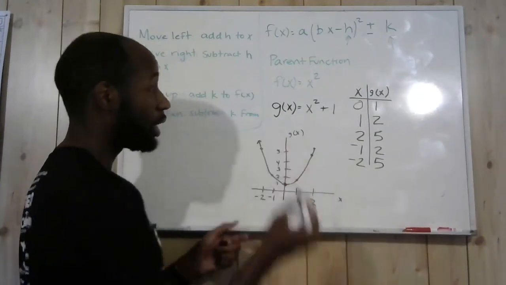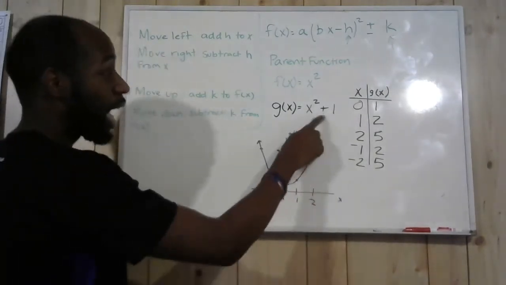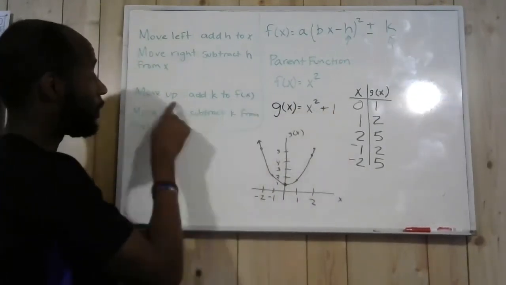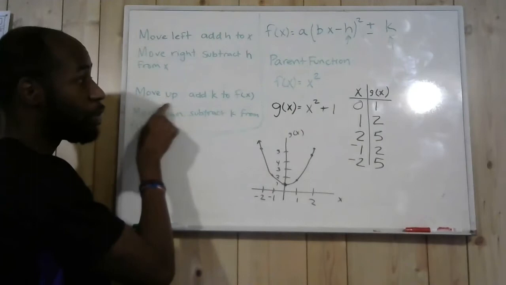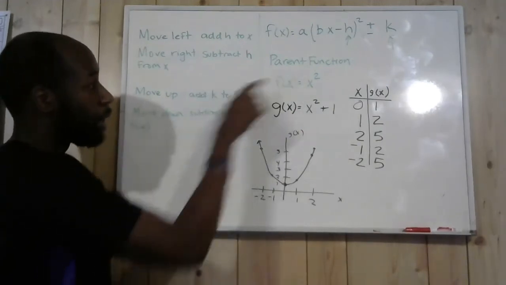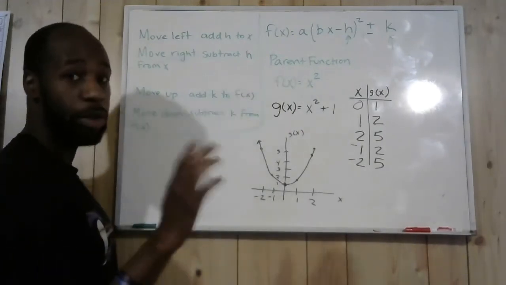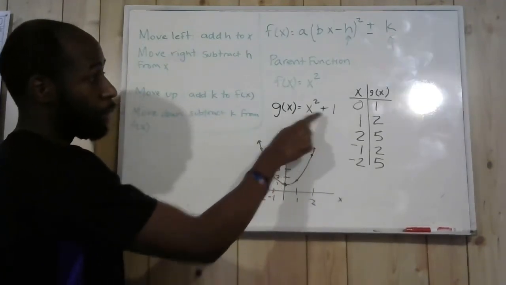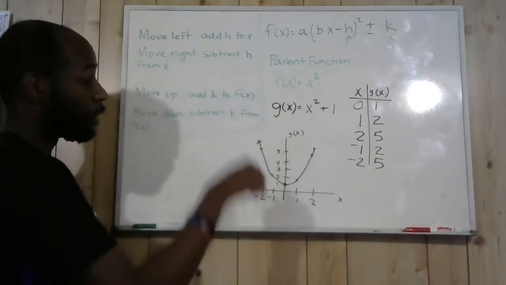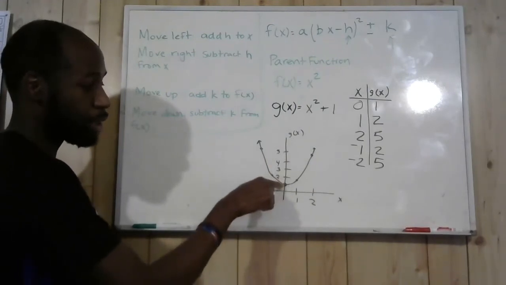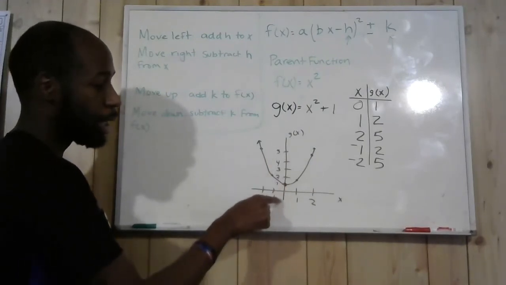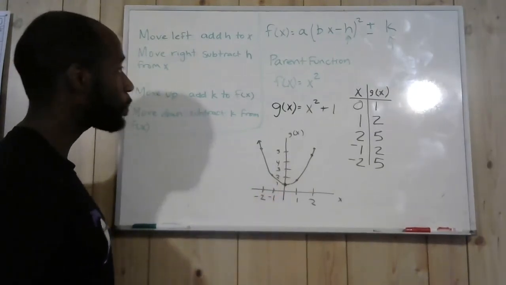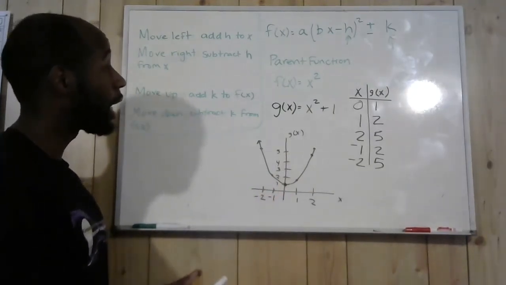And as you can see, yes, indeed, when you add to the function, you move your function up. You move your parent function up. So you can already know that if we had subtracted 1 from this function, then it would have moved this down, moved this vertex, this bottom point, down to negative 1. So this would have actually been below the x-axis. So yeah, there you have it.